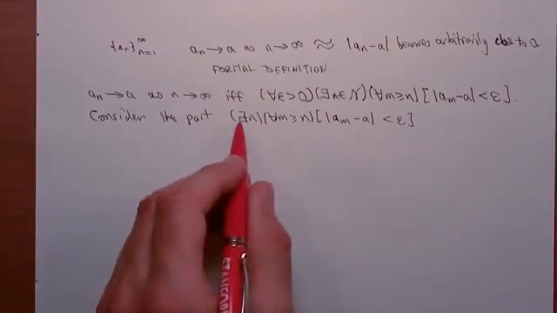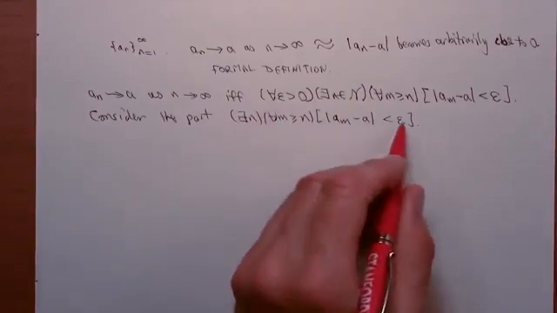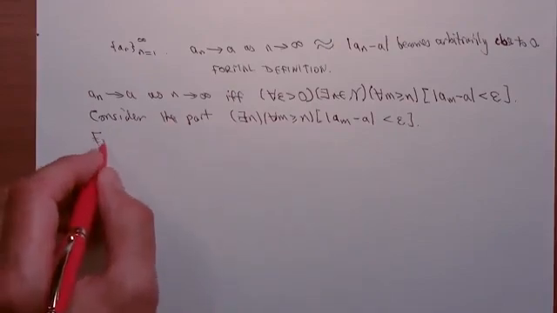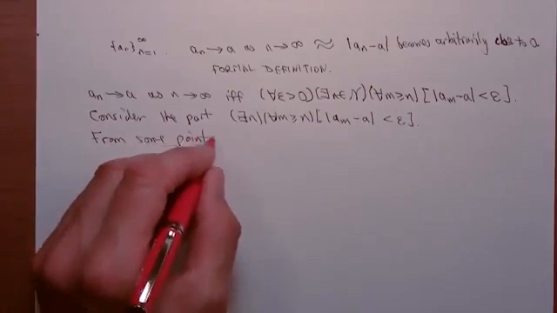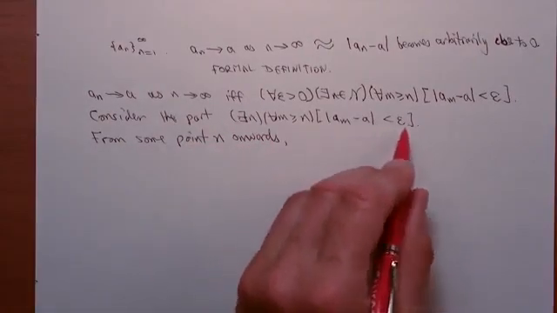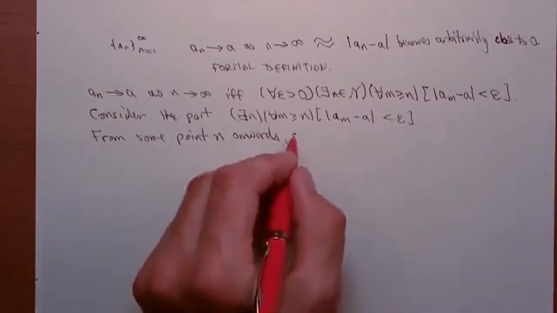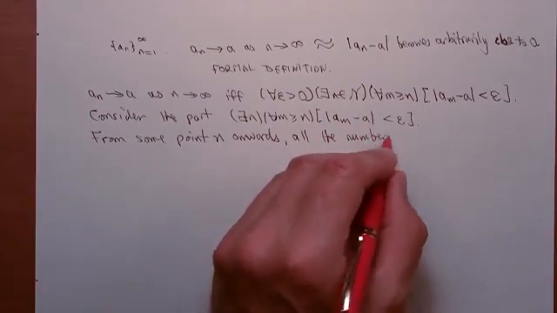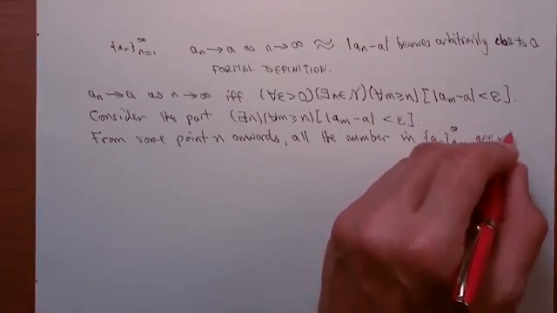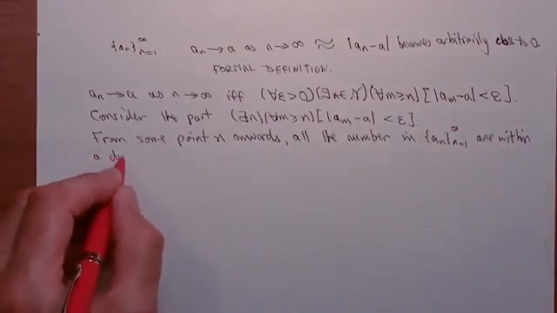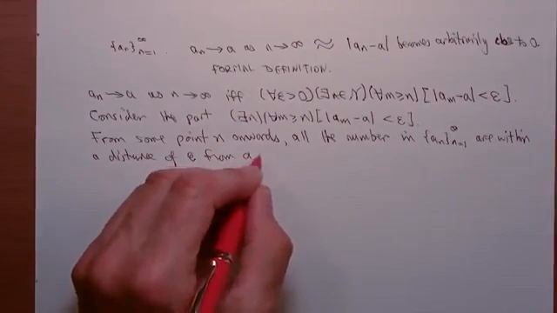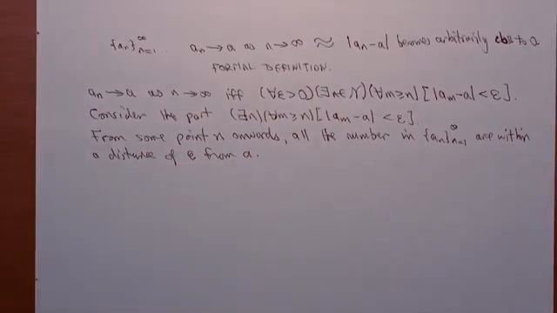Okay, what does this part mean? So we've been given an epsilon, we'll assume. We're given some positive number epsilon, and at the back of your mind, think of it as a small positive number. What this means is that from some point N onwards, all the members of the sequence are within a distance epsilon of a. So all the numbers in the sequence a_n, n equals 1 to infinity, are within a distance of epsilon from a. You still with me?